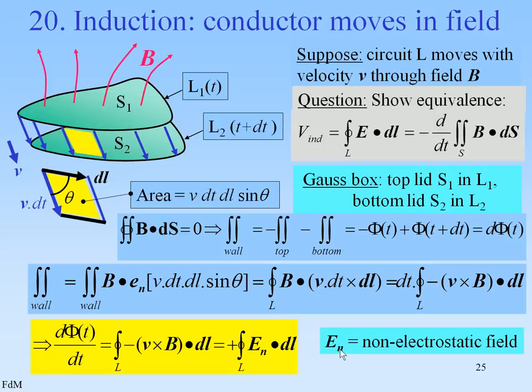And this means that with that En, that's a non-electrostatic field, there are no charges, no separate charges involved. And so we have shown the equivalence of a potential difference integrated over the path is minus the change in the flux, minus the time derivative of the flux integrated over that area here.